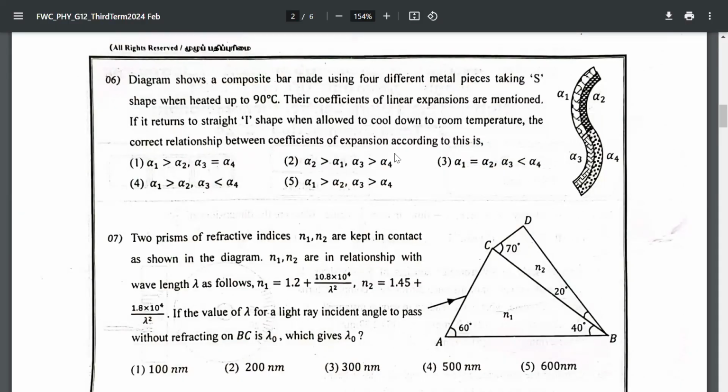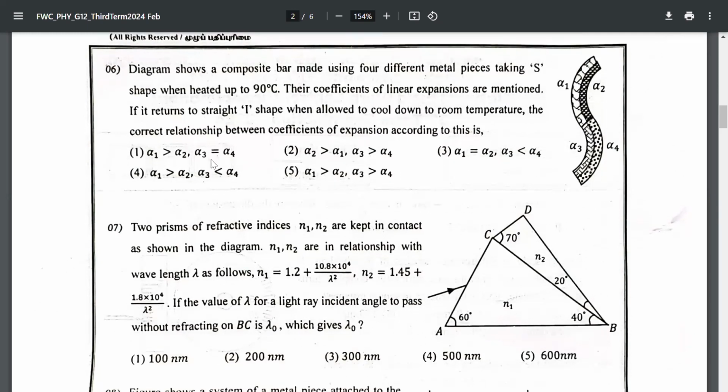Okay, right. So now, if you take this question, 6.1 is about thermal physics, and I'll quickly go through that. The diagram shows a composite bar made using 4 different metal pieces taking an S shape when heated up to 90 degrees Celsius. So this is not how it is under normal room conditions. Their coefficients of linear expansion are mentioned. Alpha is called the linear expansion coefficient. If a material has higher alpha, it will expand more. If a material has lower alpha, it will expand less. Simple as that.